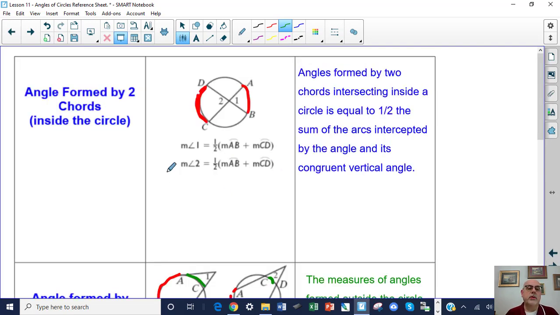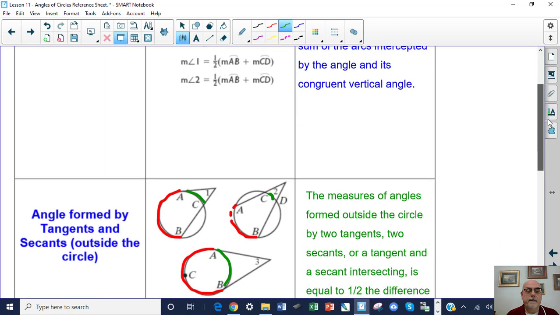Angle formed by two chords inside the circle. That's the only time you add the arcs and divide by 2. Angle is formed inside the circle by two chords. Angles 1 and 2 will be congruent because they're vertical angles. Add the arc AB and arc CD, divide by 2. If we were looking for the others, we would add those arcs and divide by 2.